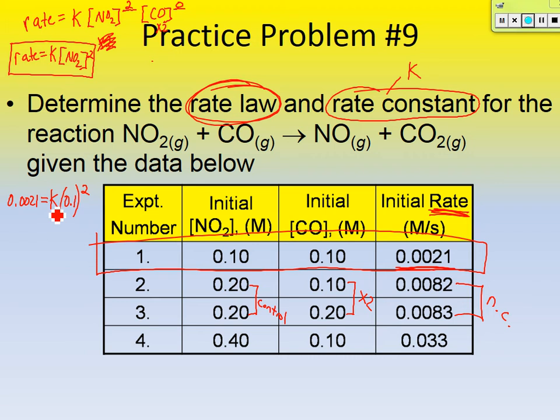So let's do that. What I would do first is square 0.1. And when you do that, you get 0.01. Now, how do we get k by itself, guys? You want to get rid of this 0.01, so let's divide by 0.01, and let's do that to both sides. Over here, it cancels out, and that's what we wanted. So k is equal to 0.0021 divided by 0.01.